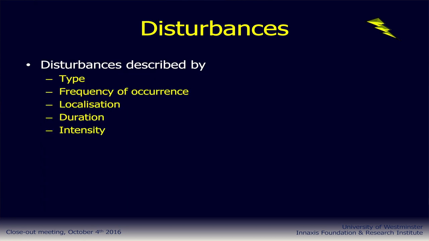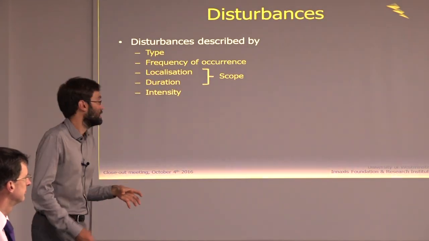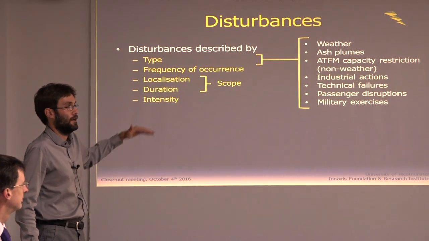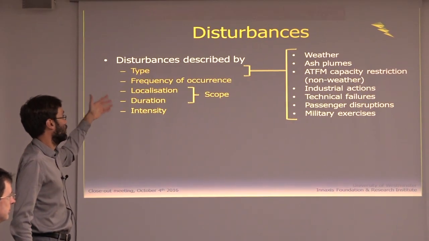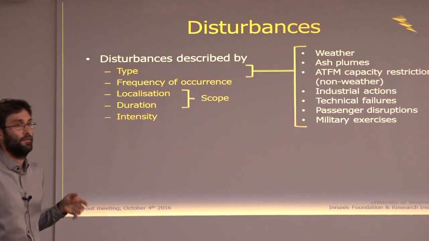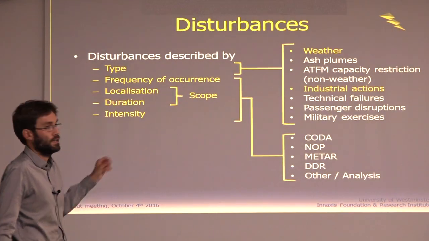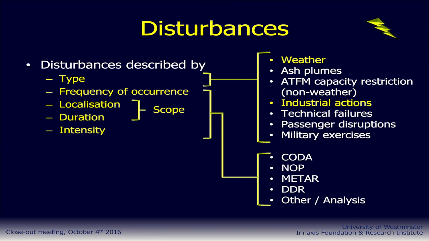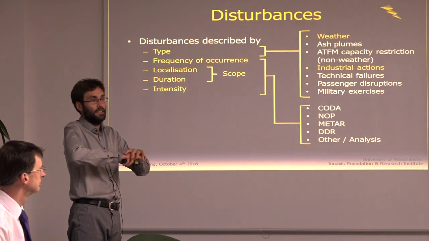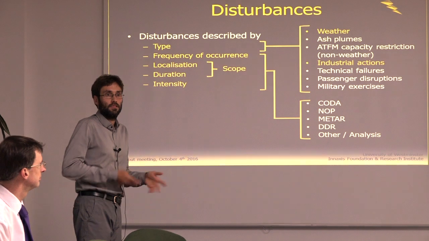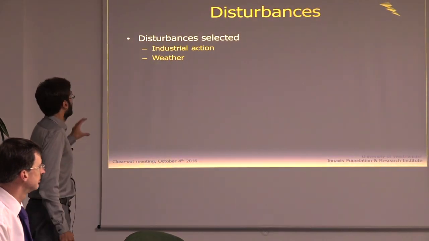Then for the particular disturbances that we were considering, as you all know, a disturbance is described by the type of disturbance, its frequency of occurrence, location, duration, and intensity. So the location and duration will be the scope of the regulation. Originally, we assessed different types of disturbance we could consider, from weather to ASPLAMS, passenger disruption, technical failures, and so on. After quite a lot of work looking at different data, we decided to select weather and industrial actions. Industrial actions are more common than one may think, and they are very disruptive, so we thought it was a very good way of having that. While weather is generally more spread in the network, maybe it's a different type of disturbance with different effects, and that was interesting for the project. So these are the ones we selected.